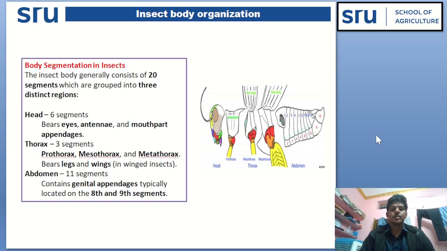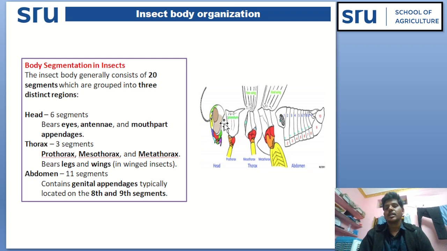Let's see. The insect body generally consists of 20 segments, which are grouped into three regions, that is head region, thorax region and abdominal region. In the head region, 6 segments are there. In the thorax region, 3 segments are there. In the abdominal region, 11 segments are there. Totally it comes to 20. The insect body generally consists of 20 segments, which are grouped into 3 distinct regions, that is head, thorax and abdomen.